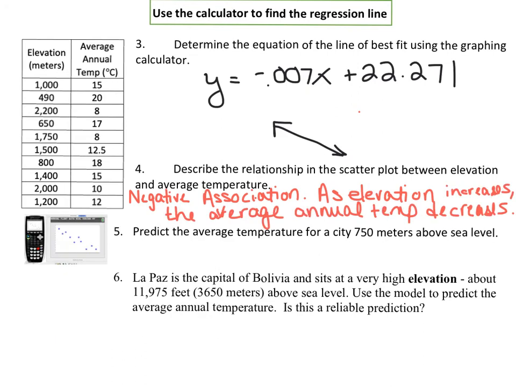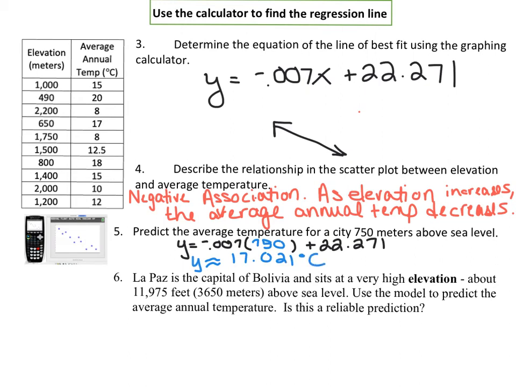In number 5, we're asked to predict the average temperature for a city that's 750 meters above sea level. So I just substitute 750 into my best fit line, and I get y is approximately 17.021 degrees Celsius would be my prediction.